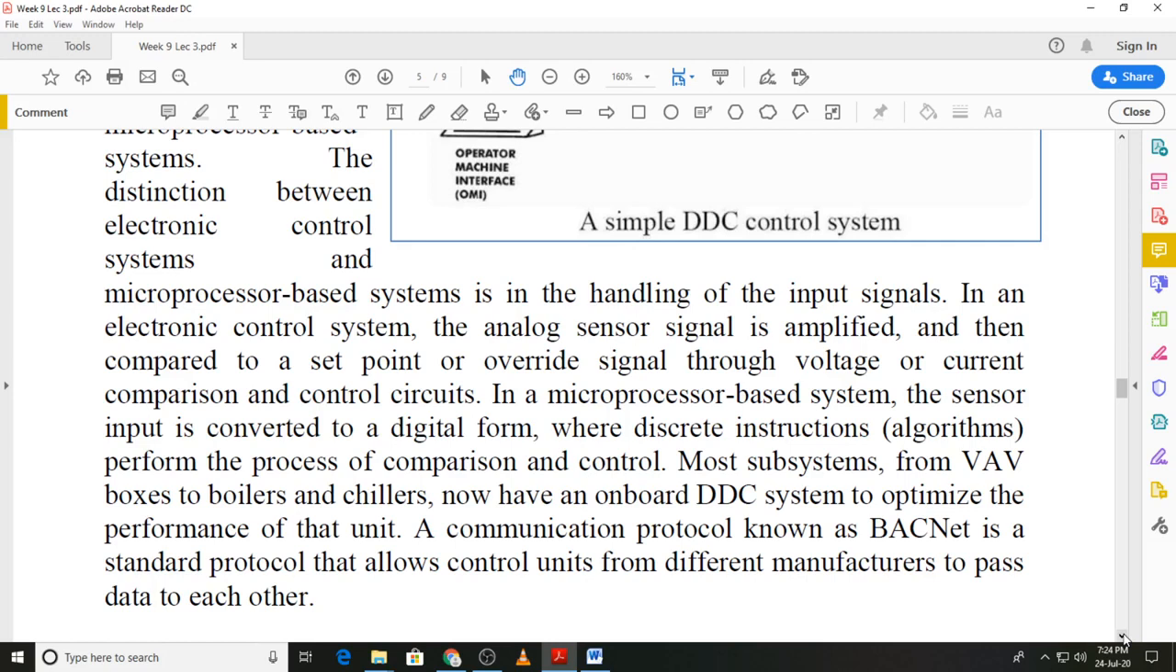Because these algorithms are quite sophisticated, we are able to control a very large system and in a very efficient manner. So you can have multiple buildings having a central DDC control system, and with increasing complexity, the DDC control systems also have the capability to handle that complexity and also fulfill the desired basic objectives of a HVAC control system.